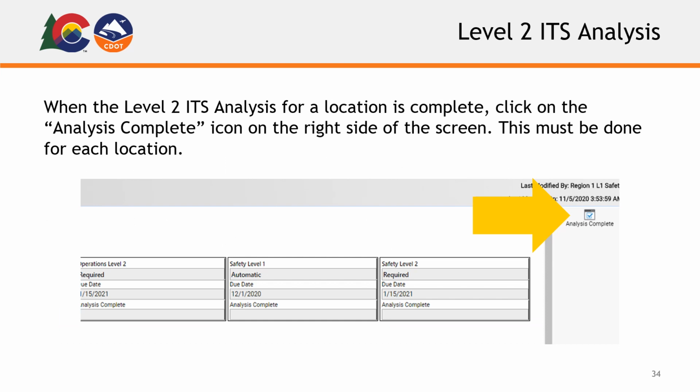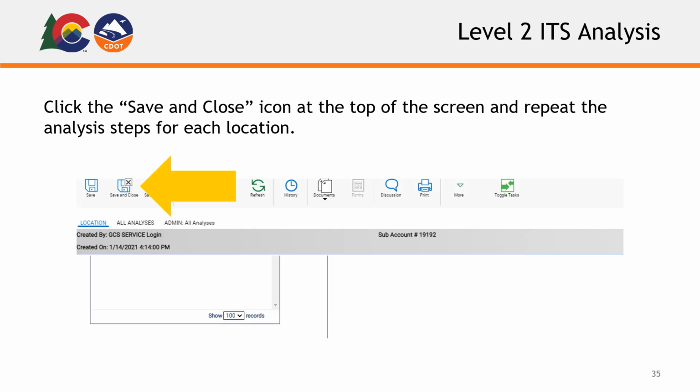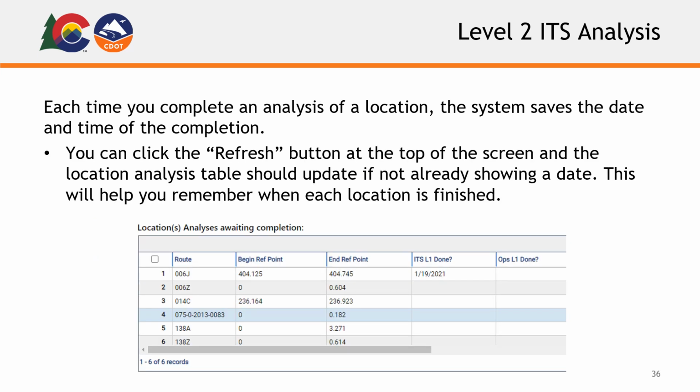When the Level 2 ITS analysis for a location is complete, click on the Analysis Complete icon on the right side of the screen. This must be done for each location. Click the Save and Close icon at the top of the screen and repeat the analysis steps for each location. Each time you complete an analysis of a location, the system saves the date and time of the completion.